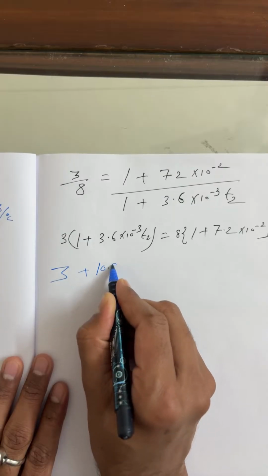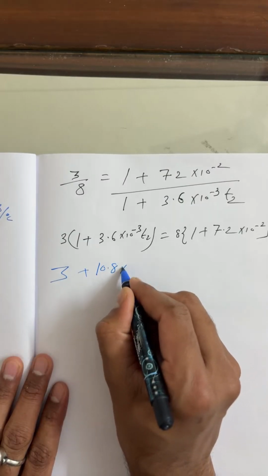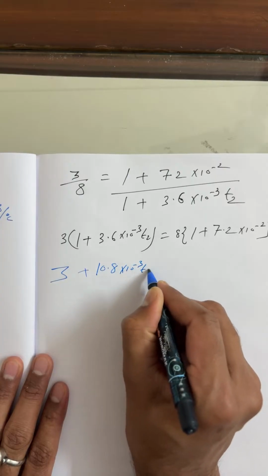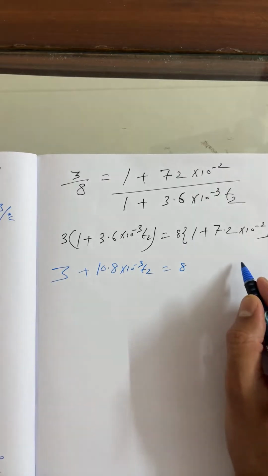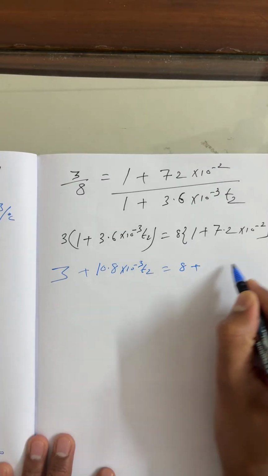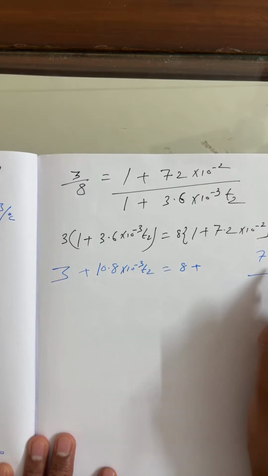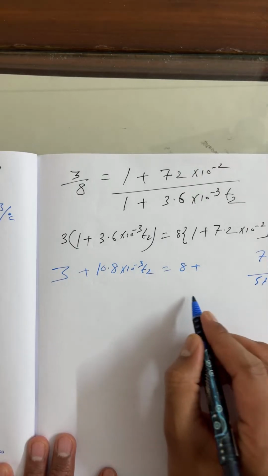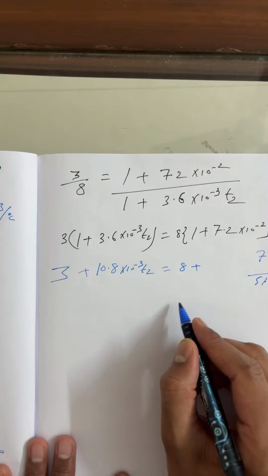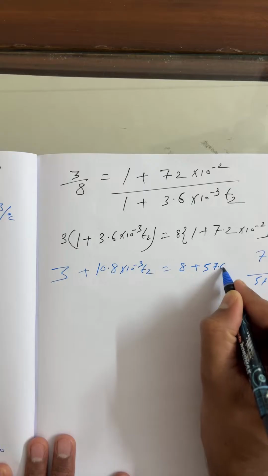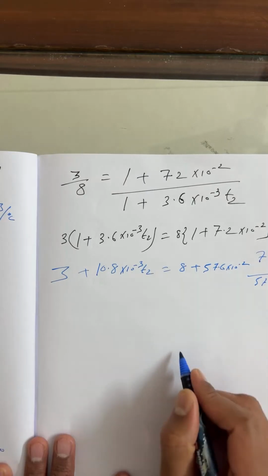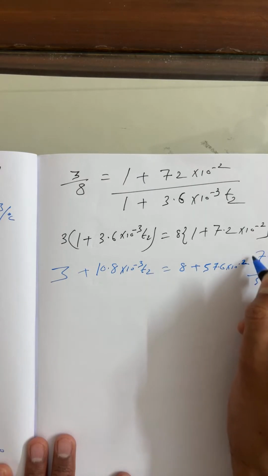So 3 plus 10.8 into 10 to the power minus 3 T2 is equal to 8 plus 7.2 into 8, which remains on this side. How much is 7.2 into 8? 8 times 2 is 16, and so it is 57.6. So 57.6 into 10 to the power minus 2.